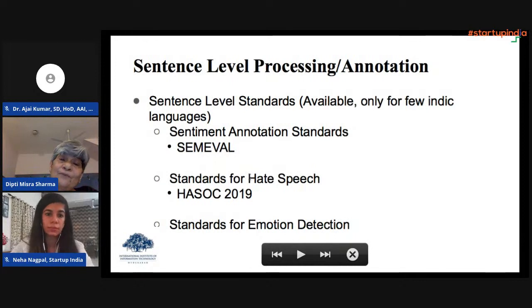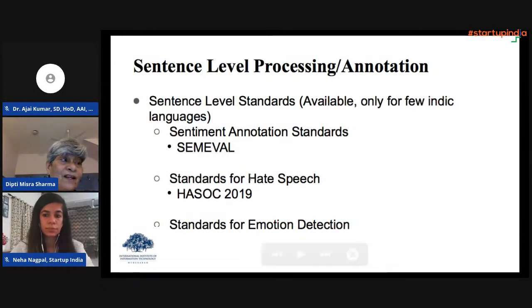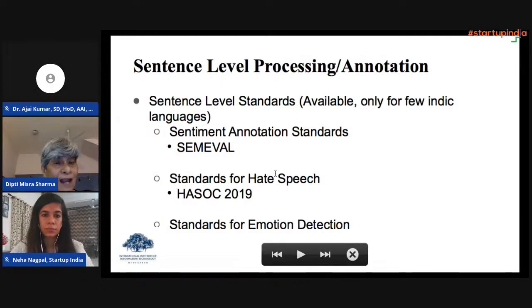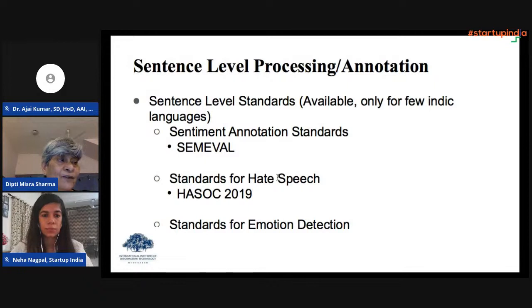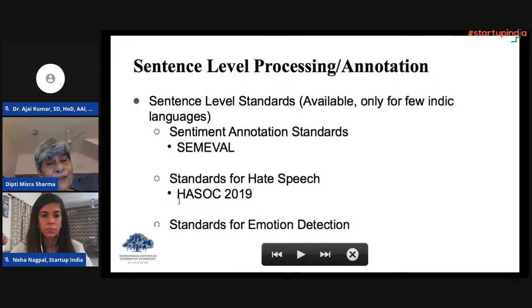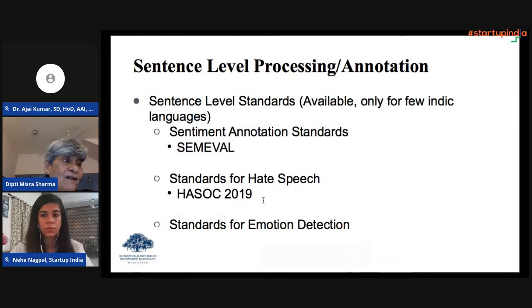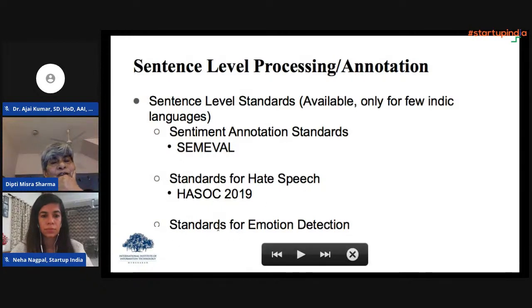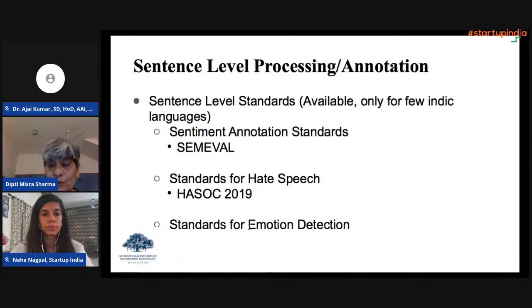These days, one very popular thing is hate speech. So for annotating hate speech, if you want to train your model and have data, then for Indian languages also this can be used. This is the 2019 HASOC standards which are being used. And emotion detection I am not aware of. I just listed it because this needs to be worked out. There are standard emotion labels which people use.